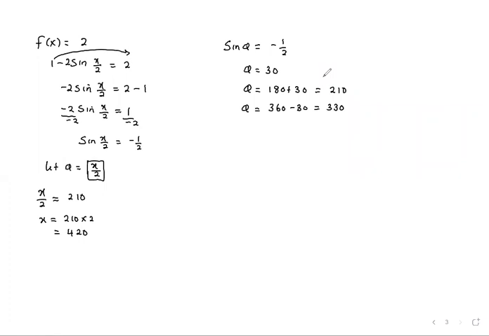On the quadrants, we said that to find the angles from the reference angle in the first quadrant, in the second quadrant it is 180 minus x. In the third quadrant, it's 180 plus x. And in the fourth quadrant, it is 360 minus x, if I'm using x.